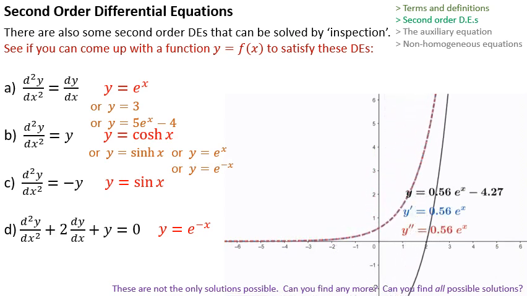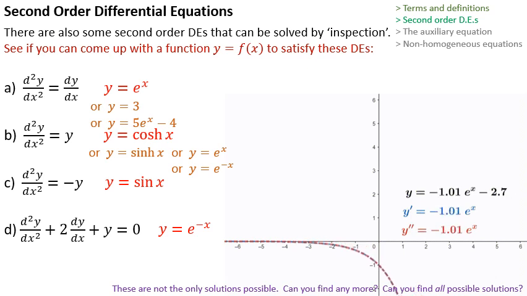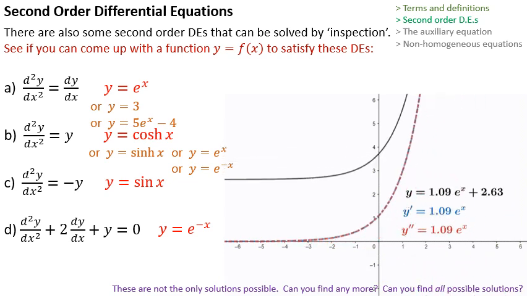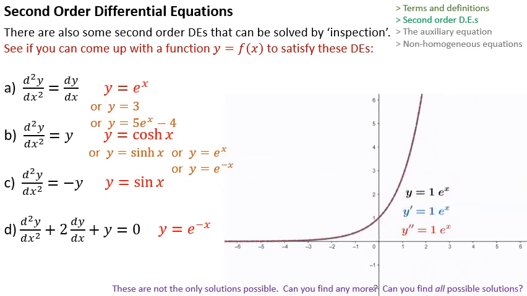You might not have noticed e to the minus x works in this case as well. If we only need the second derivative to match, e to the x, e to the minus x, they work in a similar two-way cycle to cosh and sinh. You might want to look at the definitions of cosh and sinh to see why that happens the way it does.